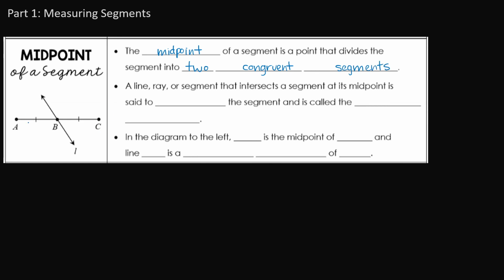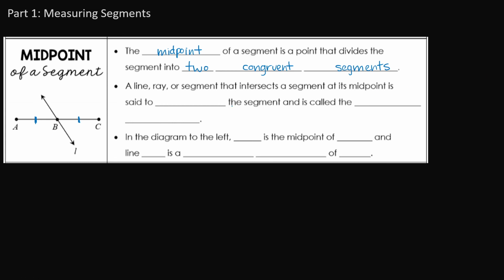So if we look in this diagram here, the line segment AC is divided evenly by line L. The midpoint of segment AC is point B. And notice these tick marks. There are little dashes that go through the congruent parts of segment AC. This is the universal symbol for congruent segments, tick marks.